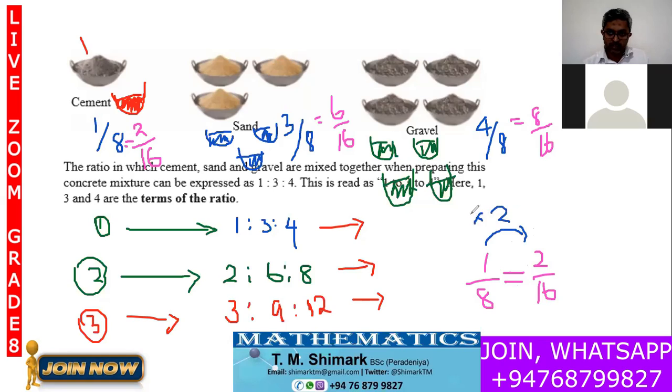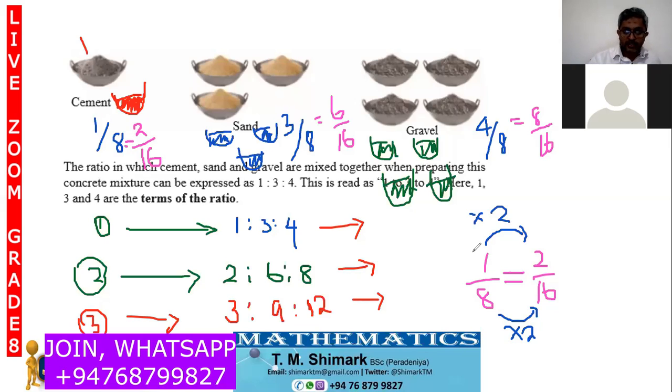If you multiply the numerator by 2, you have to multiply the denominator by 2 as well. Multiplying by 2 gives you an equivalent fraction. Equivalent fraction means they are equal, not different. Equivalent fractions are equal in amount.